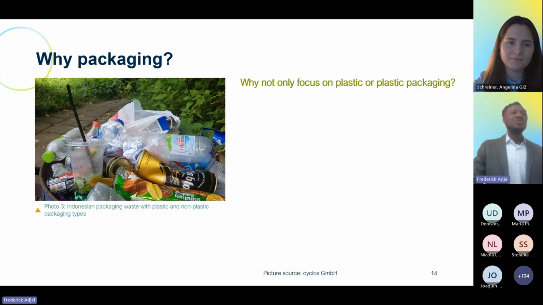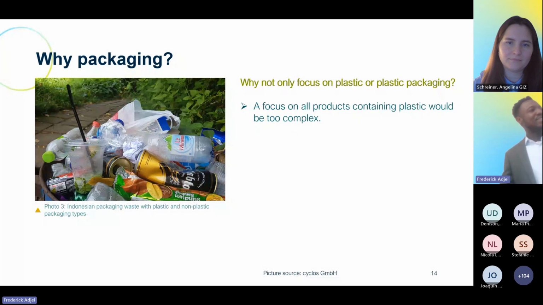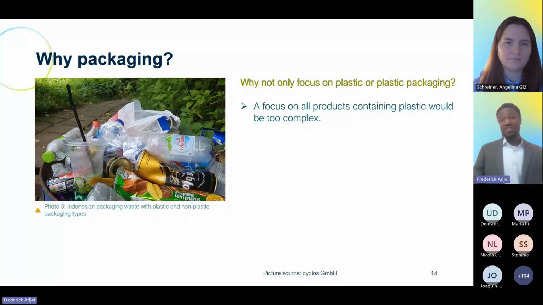So why not focus on plastic or plastic packaging, for example? Think about it this way. If you take out that plastic from this picture you see on the left-hand side, you still have packaging left. In my home country, the mosquitoes will still be very happy. They have a place to stay. There's still metal there. The problem is still there. You've taken away something, but you still have packaging there.